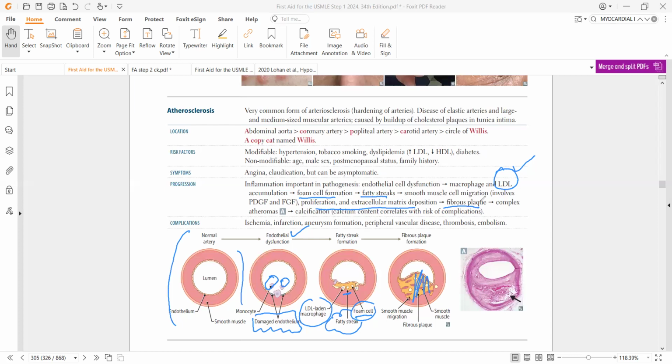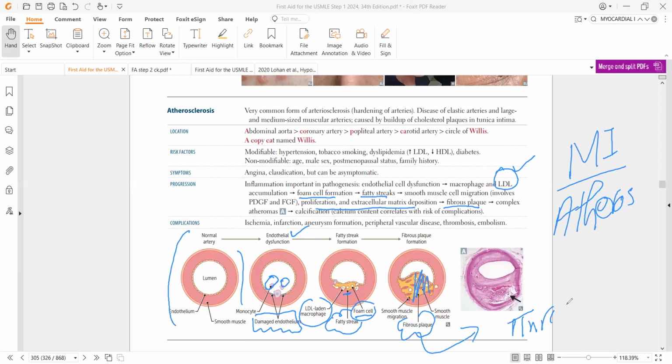So in MI, what happened? The pathophysiology is atherosclerosis plus this fibrous plaque rupture. It will lead to the formation of thrombus and it will occlude the coronary artery, right?